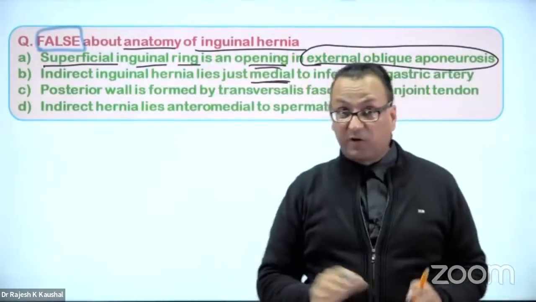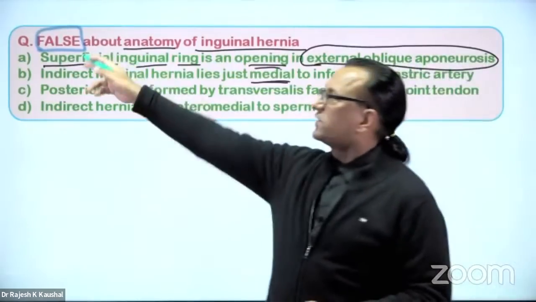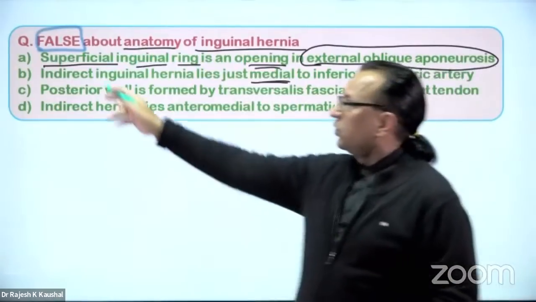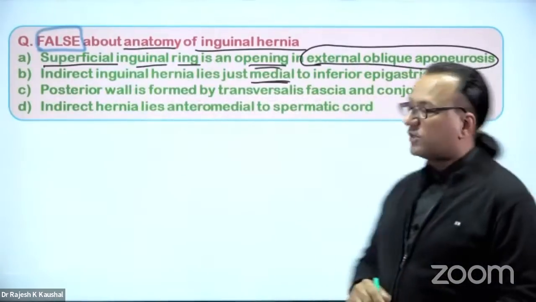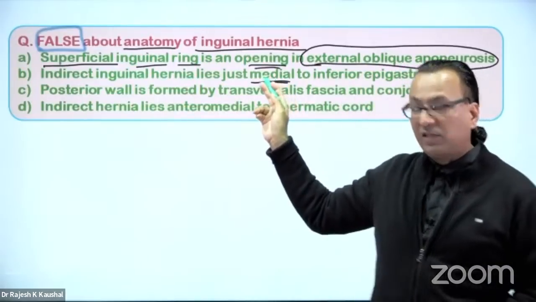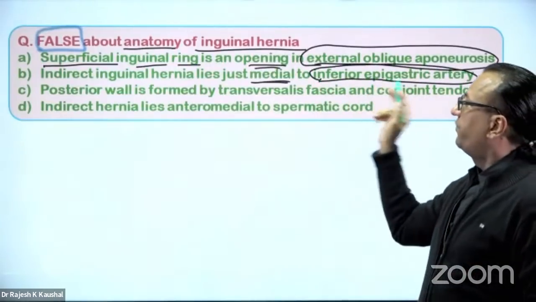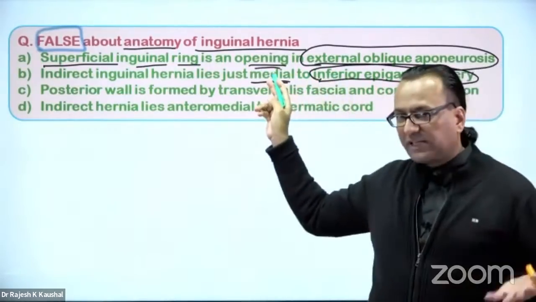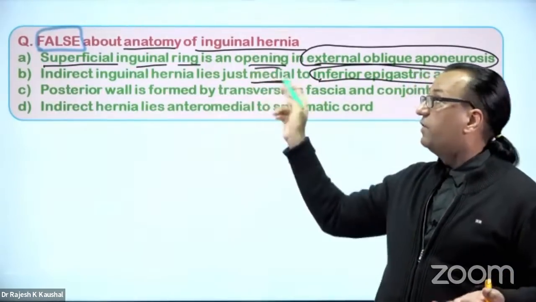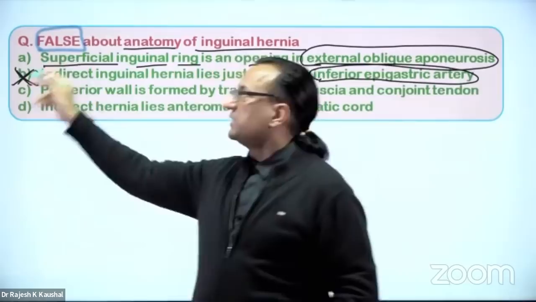Thank you for your patience, because this is too much detail coming in a very short time. So what is the false statement about anatomy of inguinal hernia, or inguinal canal? Superficial inguinal ring is an opening in the external oblique aponeurosis. Yes. Is the indirect inguinal hernia medial or lateral to the inferior epigastric artery? We have told, if it is medial, this is Hesselbach's triangle. That will be direct inguinal hernia, not indirect. Indirect will lie lateral. So this is wrong and this is false. That is the answer.